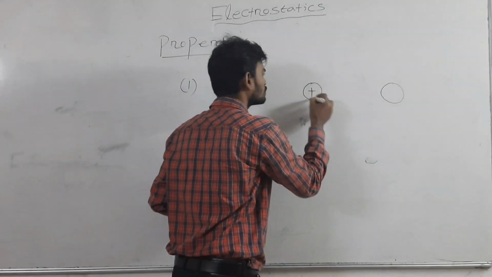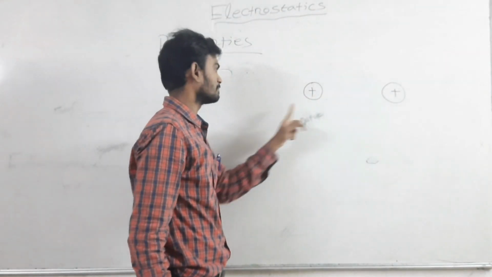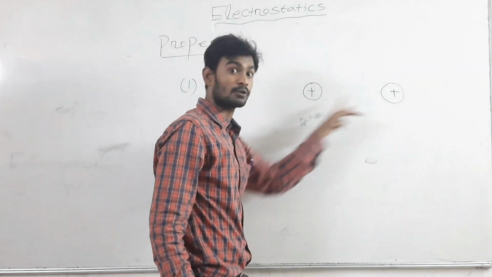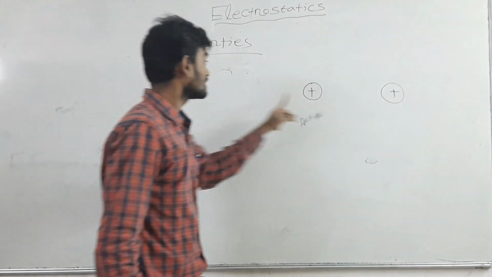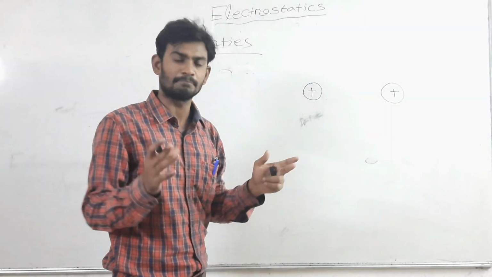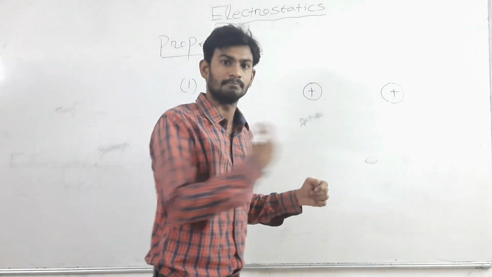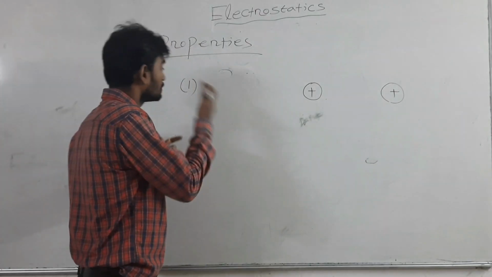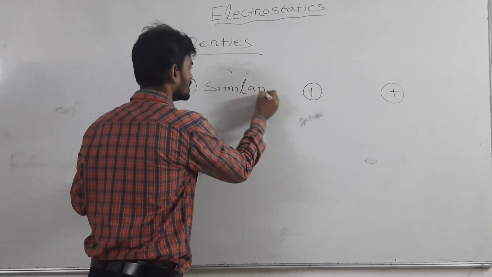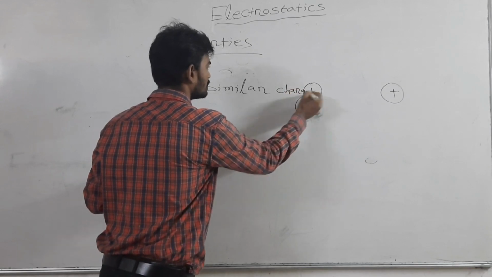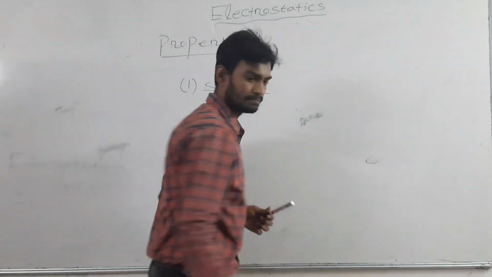Suppose we consider two positive charges. These two charges are like charges, similar charges. According to the first property of electric charges, similar charges repel each other. Repel means there will be a repulsive force between them. So the first property is: similar charges repel each other.